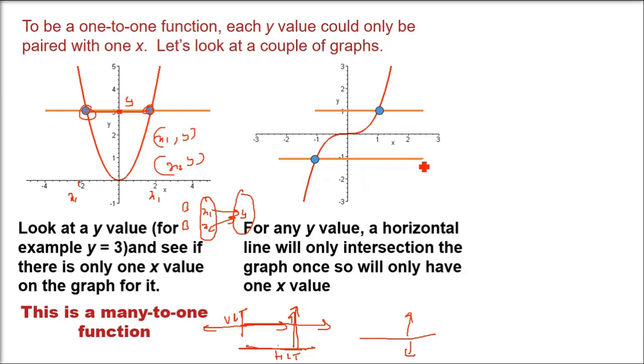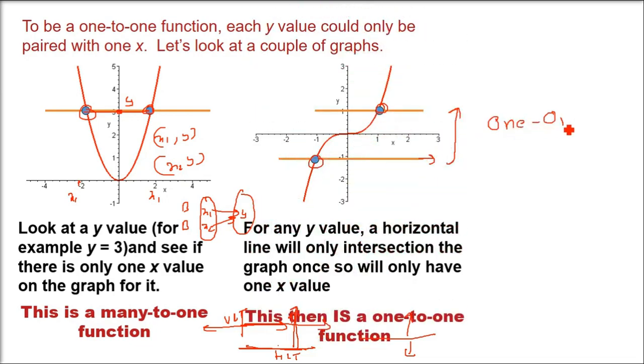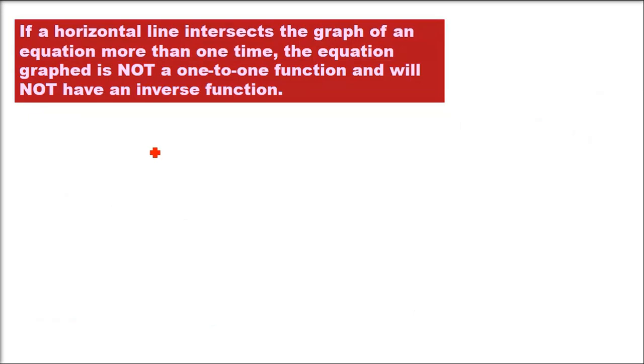So, vertical line test, first check for the function. Horizontal line to check for it being one-to-one. It has to be one-to-one. Then only inverse is possible. We can only talk about inverse then.